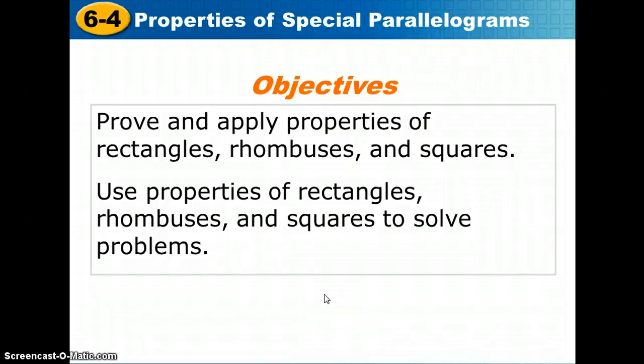Hello and welcome to the lesson video for 6.4, Properties of Special Parallelograms. Your objectives today are to prove and apply properties of rectangles, rhombuses, and squares, and we will use properties of rectangles, rhombuses, and squares to solve problems.